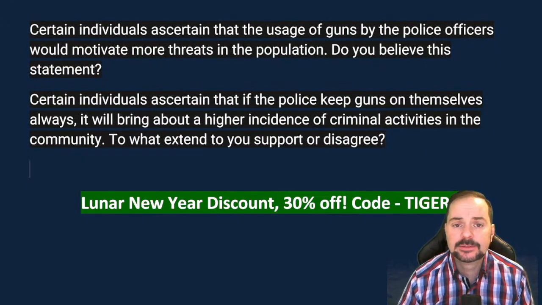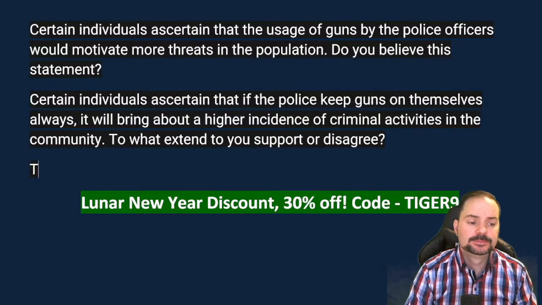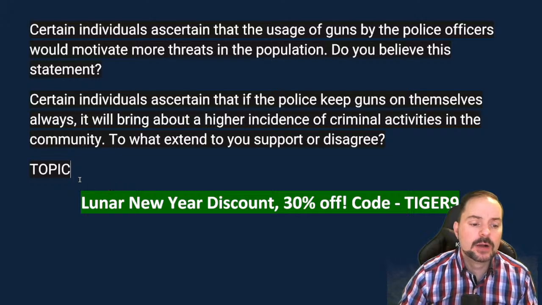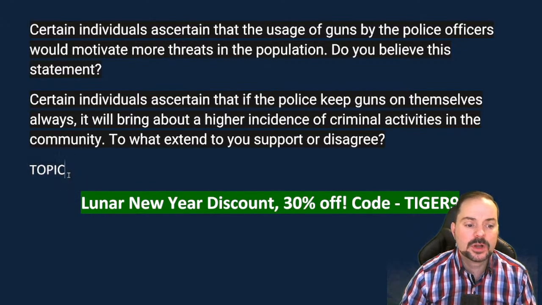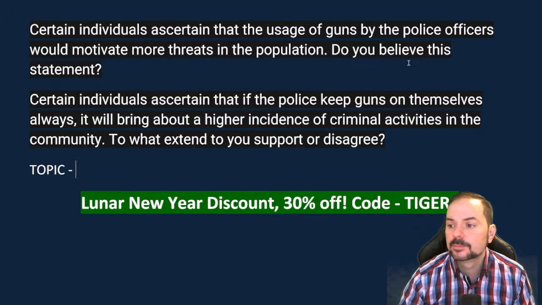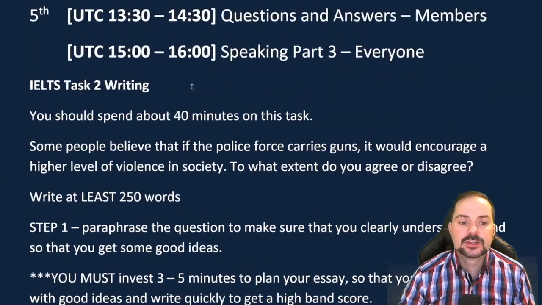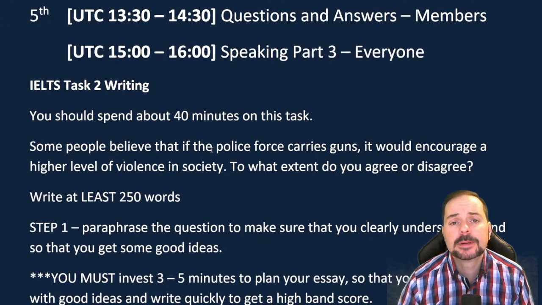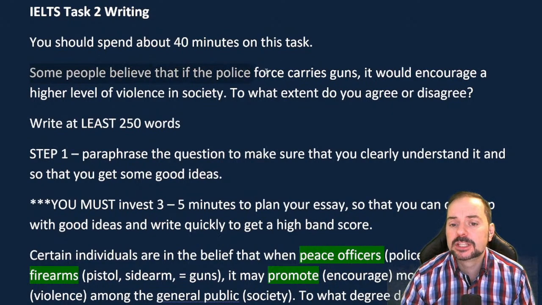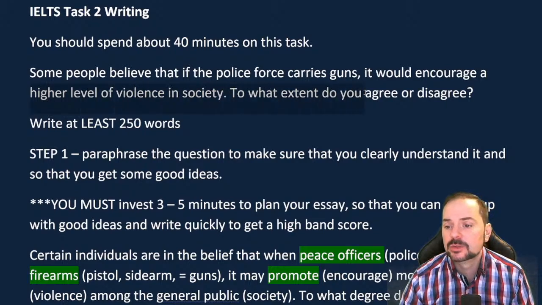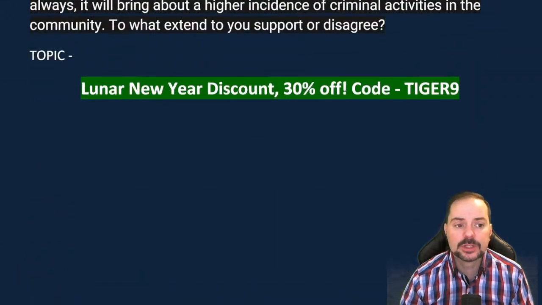Now we want to identify the topic, right? So what is the topic in this case? What are we talking about? Okay. So before you can answer this question, think about the topic. When you think about the topic, go back to the original question. So some people believe that if the police force carries guns, it would encourage a higher level of violence in society. To what extent do you agree or disagree? What's the topic? What are we talking about?